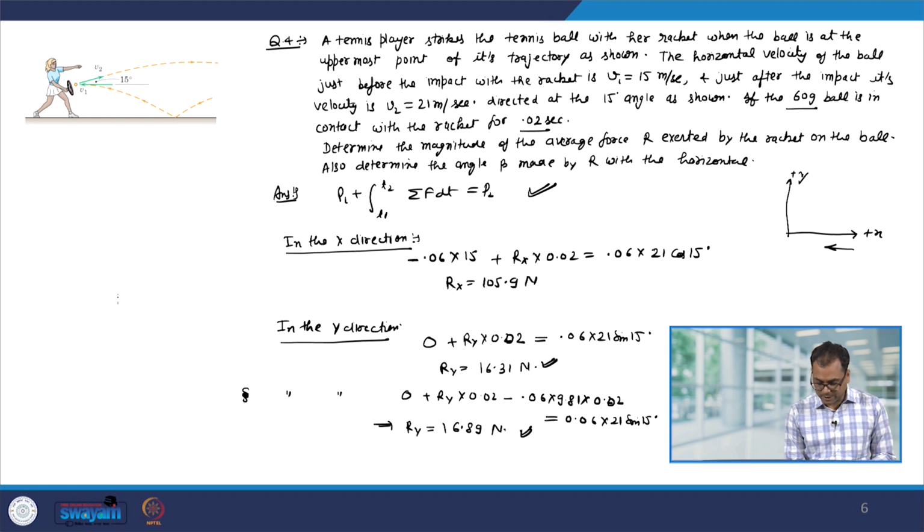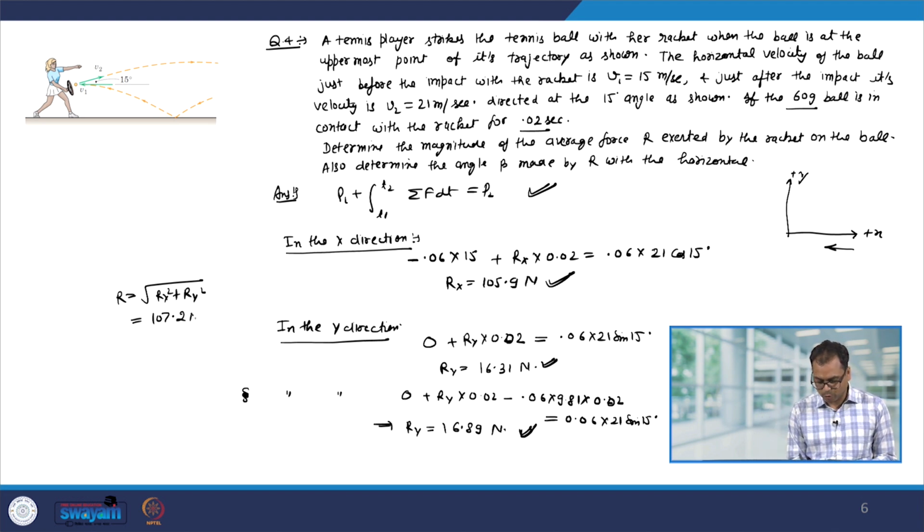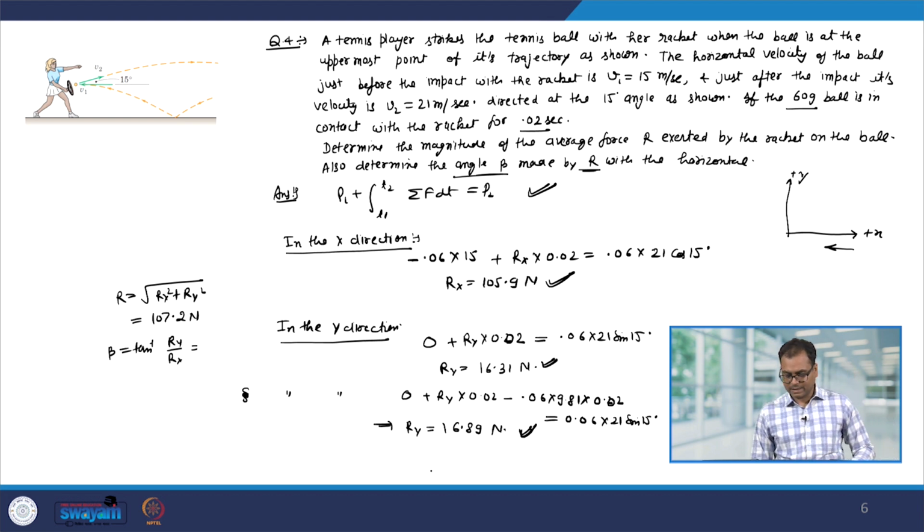Now, let us calculate R. R will be the square root of Rx squared plus Ry squared. It comes out to be 107.2 Newton, and in the question we have been asked to determine the angle beta that R makes with the horizontal. So, beta will be tan inverse of Ry over Rx. Now, Ry and Rx are known, so it comes out to be 9.07 degree.